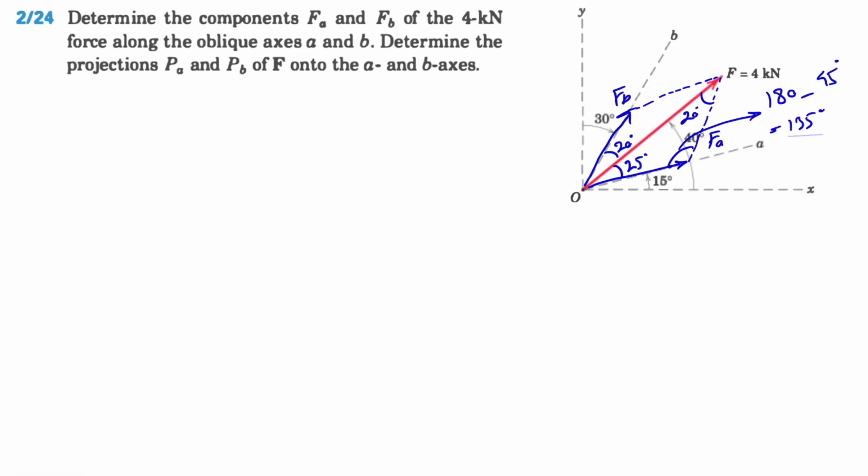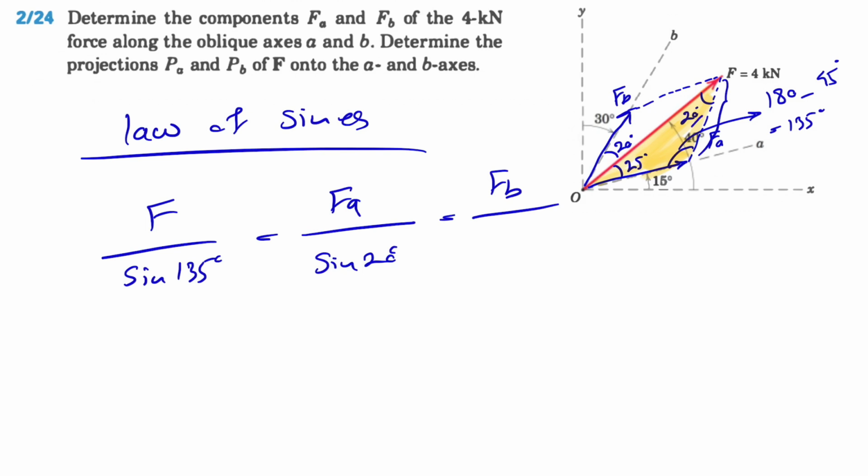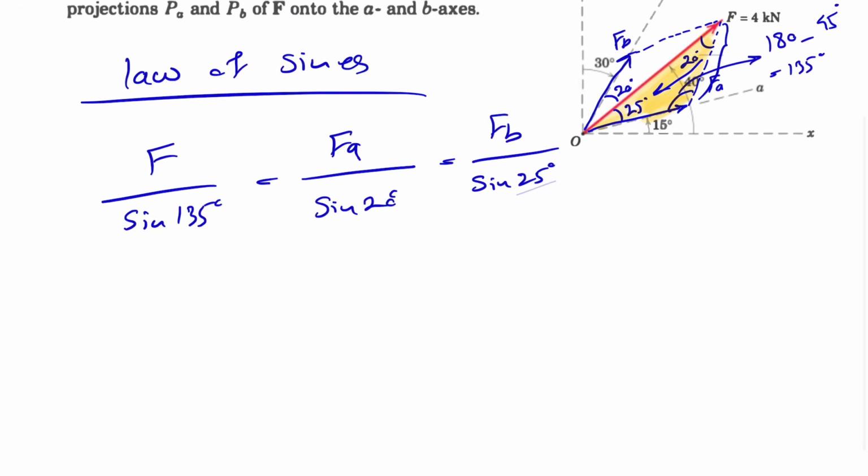And we're going to look at this triangle that I'm highlighting in yellow, and for this triangle we're gonna do the law of sine to find the Fa and Fb. So we have F over sine of 135. We'll have Fa divided by sine of 20 degrees, and we have Fb, which is what we have in here, divided by sine of this angle in front of it, sine of 25 degrees. And we know F is 4 kilonewtons, so we can find Fa and Fb in here easy.